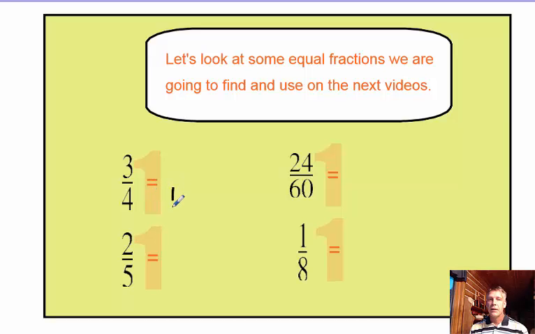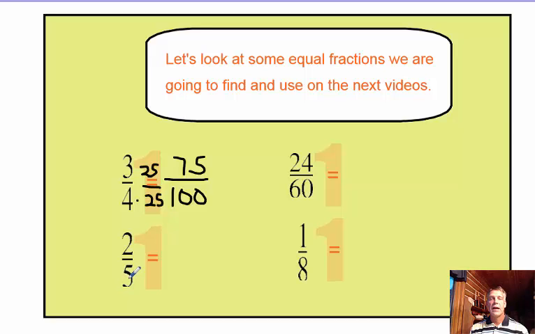Well, I want to find an equivalent fraction that has a denominator of 100. Well, 4 times what gives me 100? Well, 4 times 25, 4 quarters. So if I multiply 25 on the bottom, and now I multiply 25 on the top, I get an equivalent fraction of 75 hundredths.